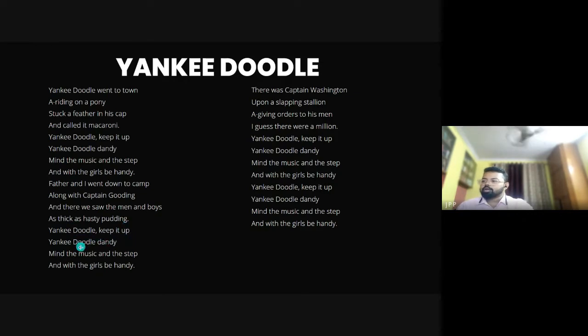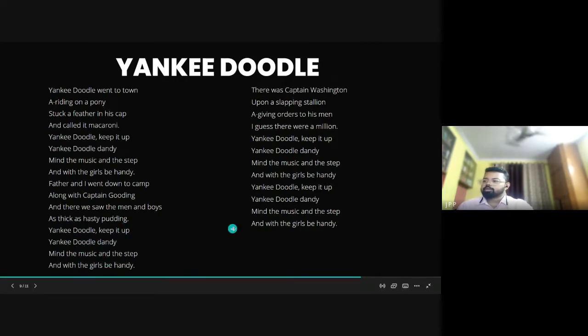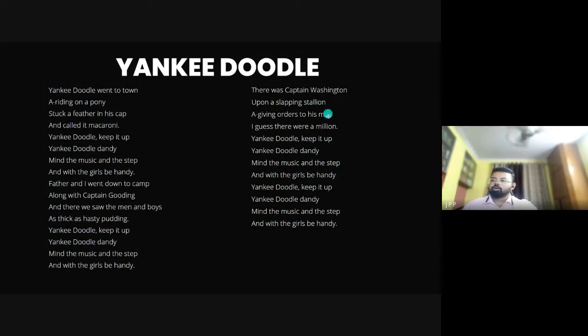Yankee Doodle, keep it up, Yankee Doodle dandy, mind the music and the step, and the girls be handy. So right over here we see about Captain Washington as well, and this whole thing starts to make a little bit more sense rather than a nonsensical nursery rhyme. Now we get the idea of this dual nature, perhaps, of this sort of a poem.